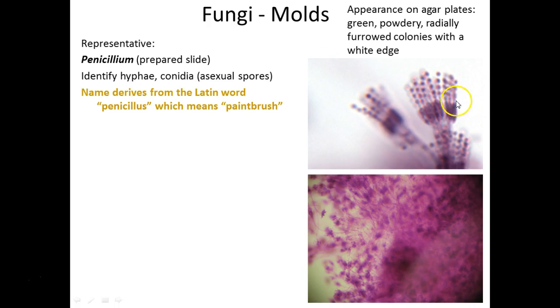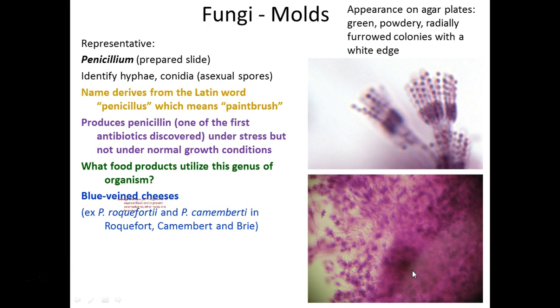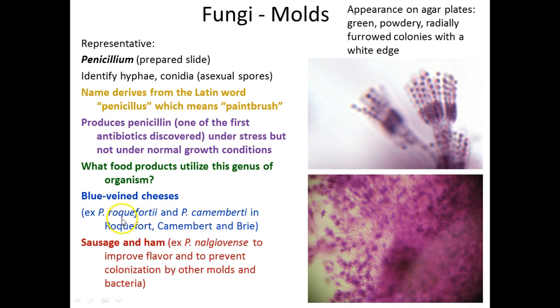So those spores are called conidia. They're asexual. And then the mass, right, of fibers you can see down here at the bottom are the hyphae. And it produces penicillium, of course, penicillin, under stressful conditions. Under other conditions, it actually makes different cheeses and helps in the preservation of sausage and ham.